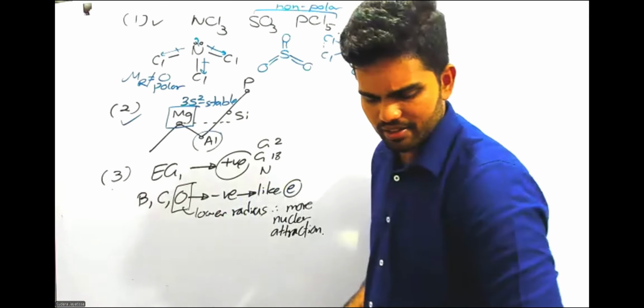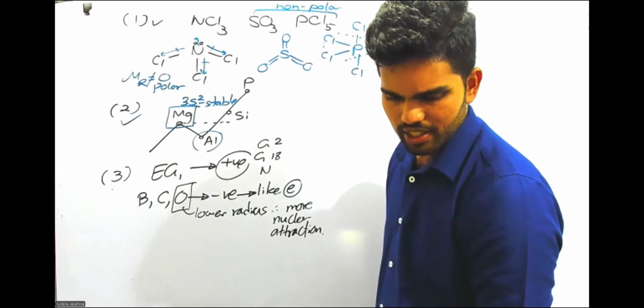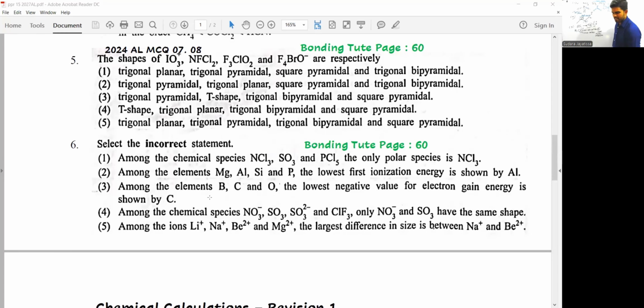So oxygen, what did we say? Is it telling oxygen is most negative? No, it is telling carbon is more. So for electron gain energy, no, it's wrong. So that must be our answer. But anyway, let's see the fourth and fifth statements to confirm our answer.